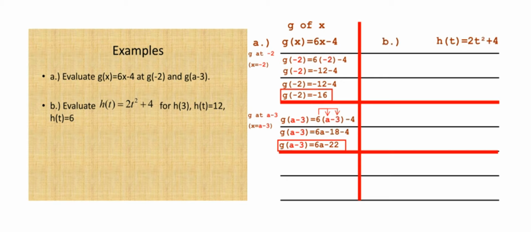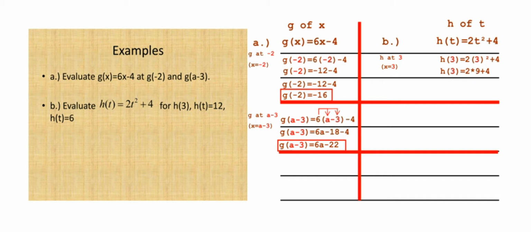Let's try one more, b, h of t. We have h of t equals 2t squared plus 4. That's our expression. Keep in mind, h of t is how we pronounce it. So h at t, or h of 3, in this case, the x value is 3. So x equals 3. So h of 3, and we replace the t value wherever we can find it with a 3. So we have to square first, following the order of operations. So 3 squared, 3 times 3 gives us 9. So now we have h of 3 equals 2 times 9 plus 4.